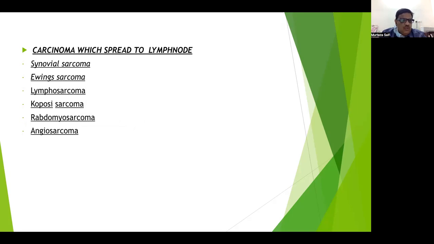Tumors which spread to lymph node are like synovial sarcoma, Ewing sarcoma, lymphosarcoma, Kaposi sarcoma, rhabdomyosarcoma, or angiosarcoma. These spread to the lymph node.